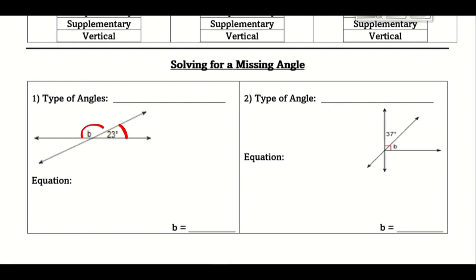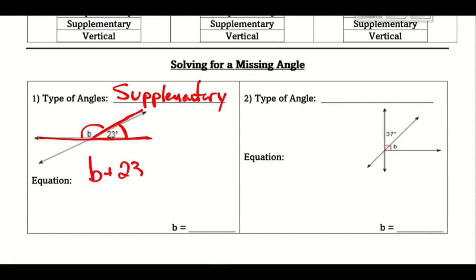So I know that together, angle B, that chunk, and then this leftover slice of 23 degrees are forming that straight line, so we can call those supplementary. And really what that means is that they add up to 180 degrees. So I'm going to set up an equation. I'm going to say B plus 23 equals 180 degrees.